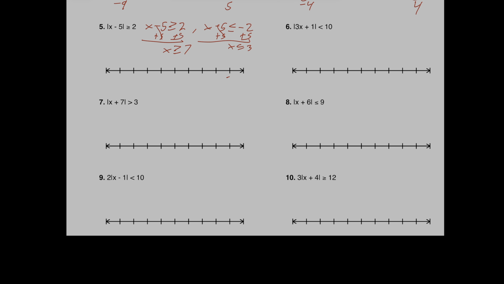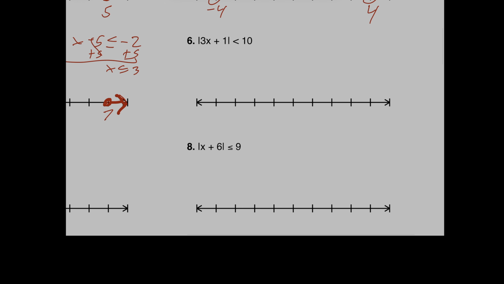So now let's do it. Let's just call this 7, and that's going to be a dot, and it's going to be greater. And then I'm going to go 7, 6, 5, 4. I'm going to call this 3, and that's also going to be a dot. I'm just going to use a thicker line. I'm going to go here. Boom, boom. Okay, and there you go. There's your answer. Let's go to number 6 here.